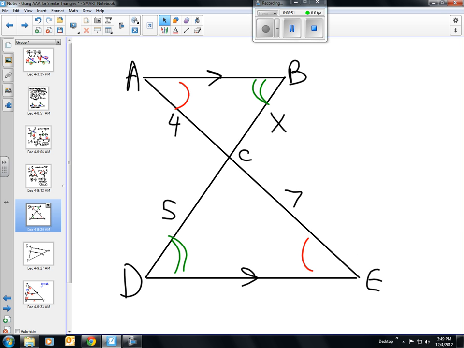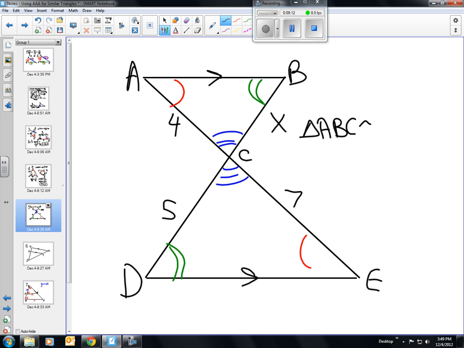And so here we already have two pairs of corresponding congruent angles. The green angles are congruent, the red angles are congruent. Therefore, these two triangles are similar. But you could also say that this angle is congruent to this angle because of vertical angles. So now we can say triangle ABC is similar to triangle EDC.